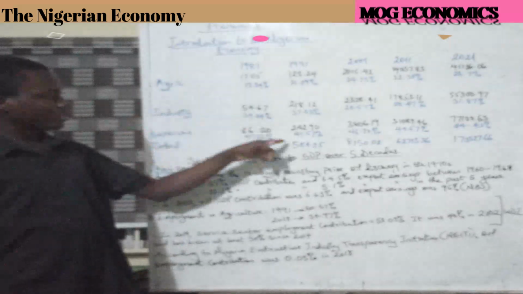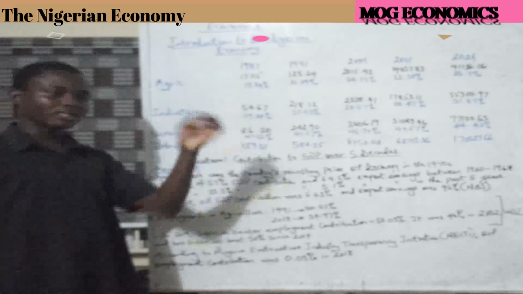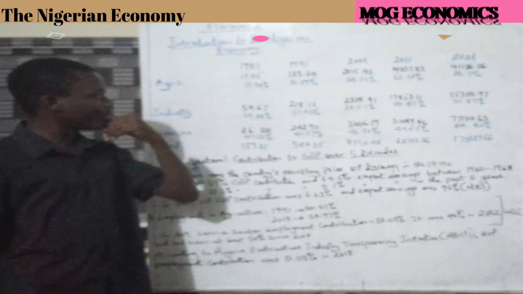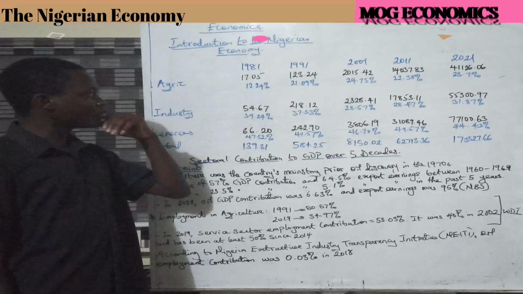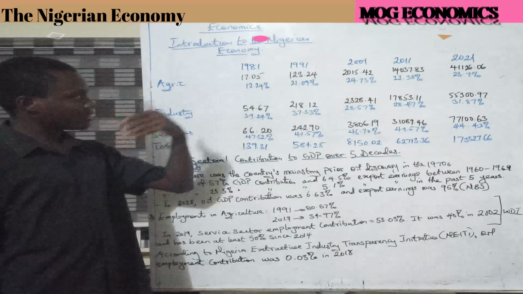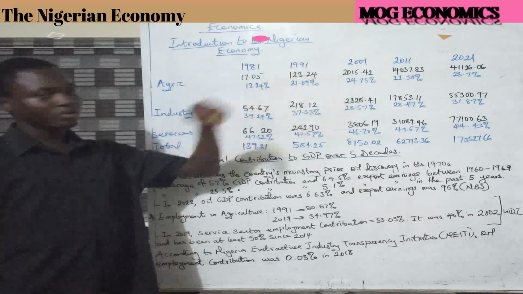All right. So you can do that for all of them: lowest value, highest, average, right? For agriculture, the lowest was in 1981. Then it began to improve, and it fell in 2011 and improved again in 2021.